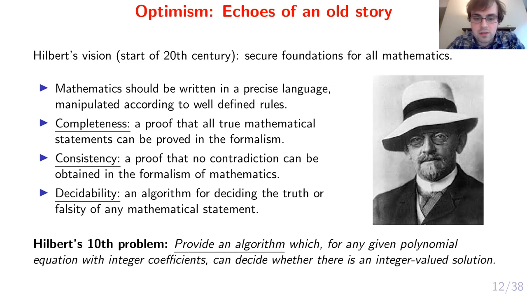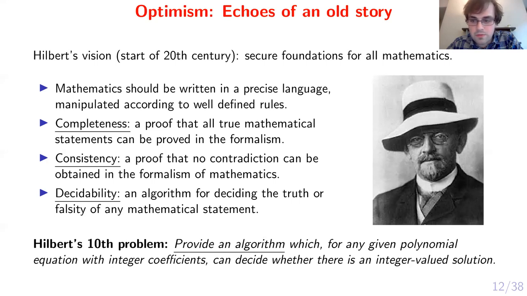As part of this vision, Hilbert presented a list of problems to the International Congress of Mathematicians, a very famous list which had a huge influence on mathematics in the 20th century and beyond. His 10th such problem really reflects this vision. To provide an algorithm which, for any given polynomial equation with integer coefficients, decides whether there is an integer valued solution. So note in particular how Hilbert has phrased this problem: provide an algorithm. He's very optimistic that such an algorithm exists.